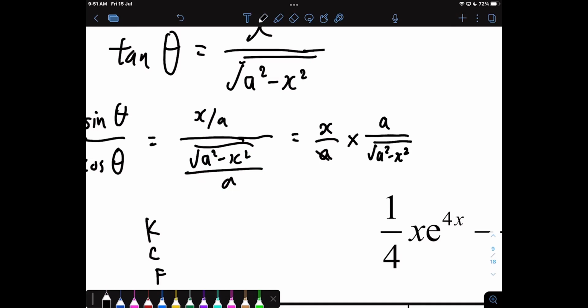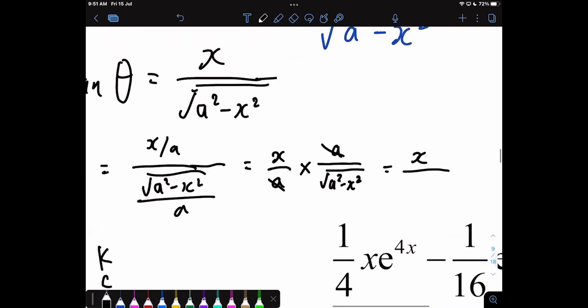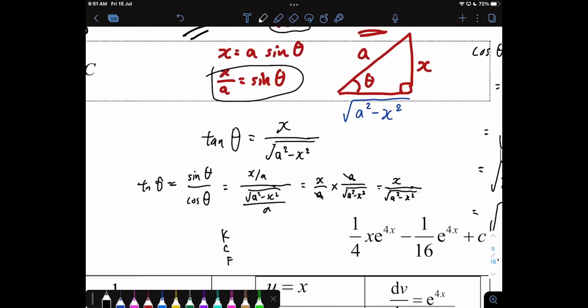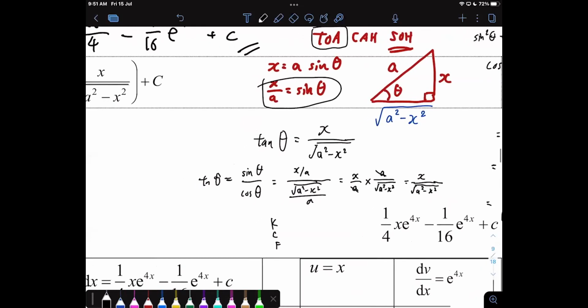What happens to your a? Cancel off. Then you're left with x over square root a square minus x square. Yes, you can use this method, what you suggested. Yes, it will work. But that's assuming your algebra is super strong and you have a lot of time.